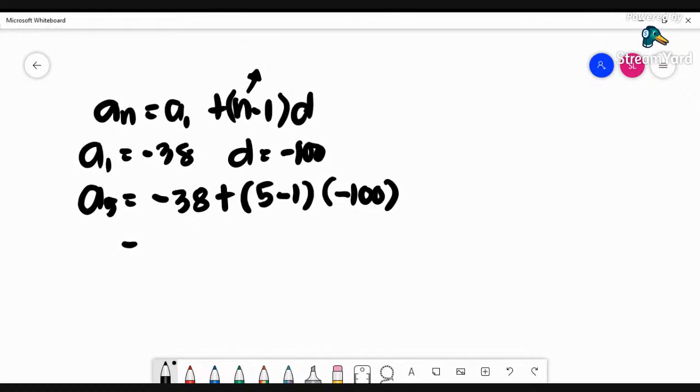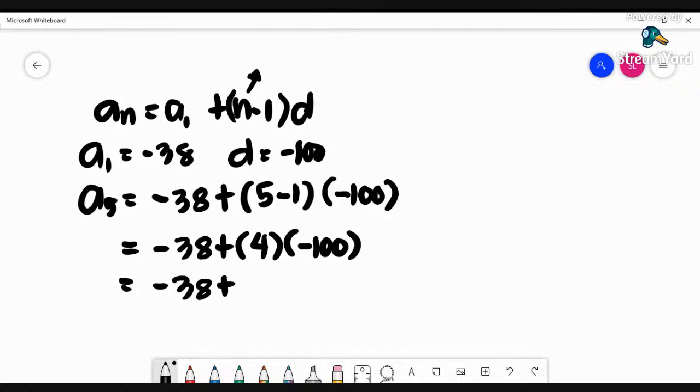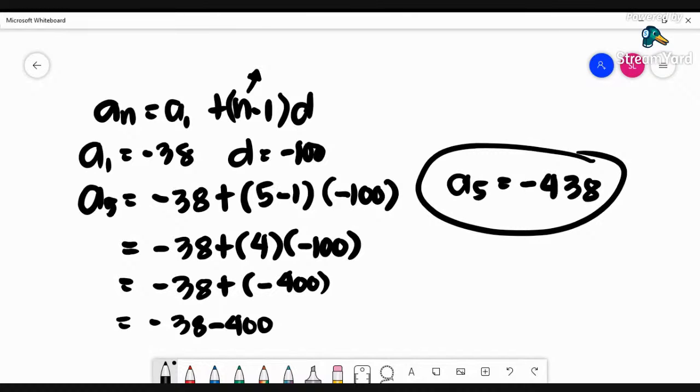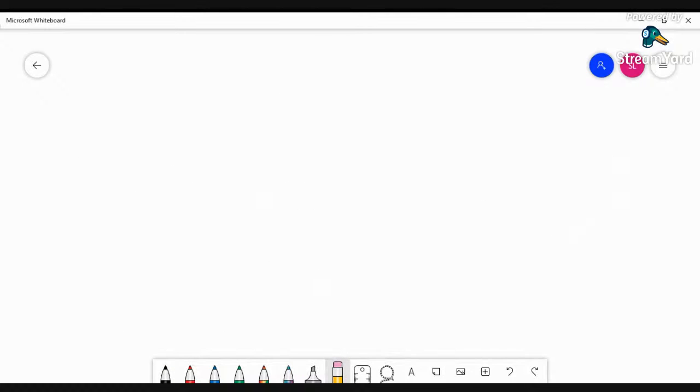So we get negative 38 plus, 5 minus 1 rather is 4, then multiplied by negative 100. So that is negative 38 plus negative 400. So since that can also be written as negative 38 minus 400, our a sub 5, or the fifth term, is equal to negative 438. Okay, that is for the first given. Let's continue with the next.